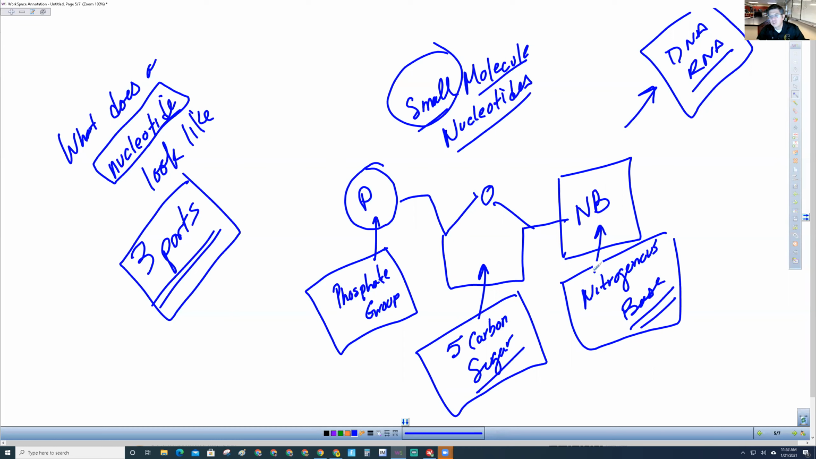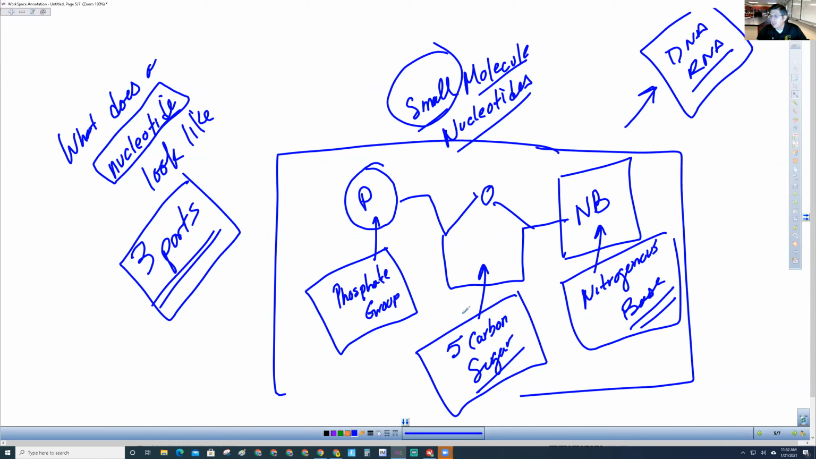How many nucleotides did I draw? How many nucleotides do I have on the screen right now? 1. 1 nucleotide. Very good. See, that's a dumb question, but it's like, oh my god, is it 3? No, remember, it takes 3 things to build 1 nucleotide, right? It's like a car. Just because I need 4 tires, 4 doors, an engine, and the body to build a car. Same thing, these small molecules have 3 parts.